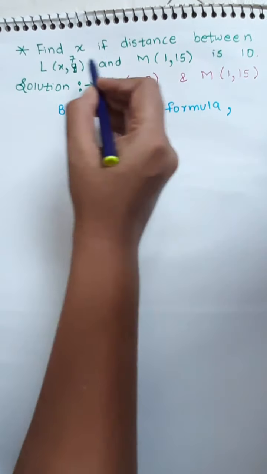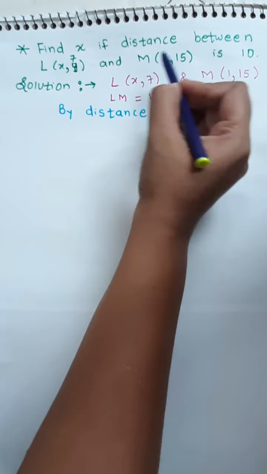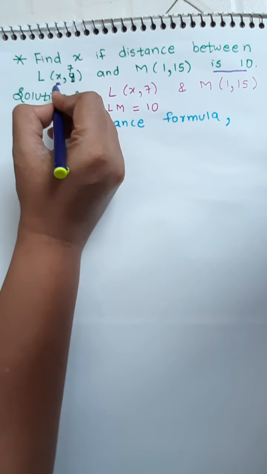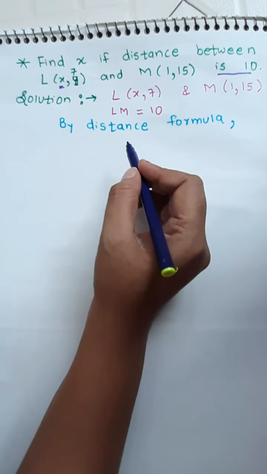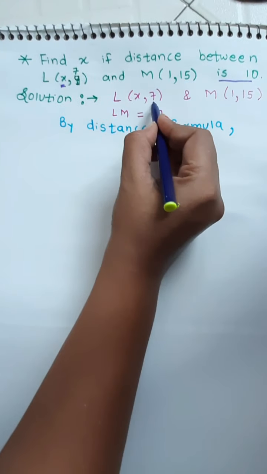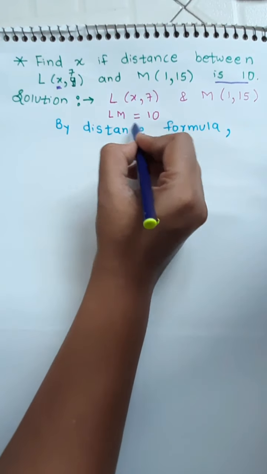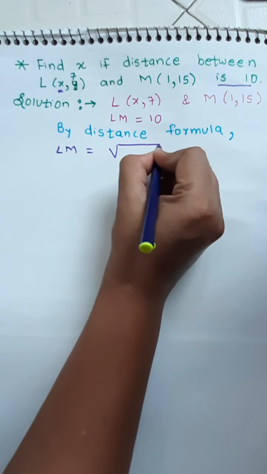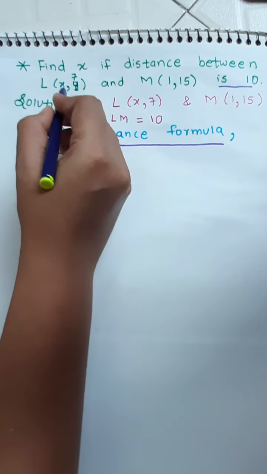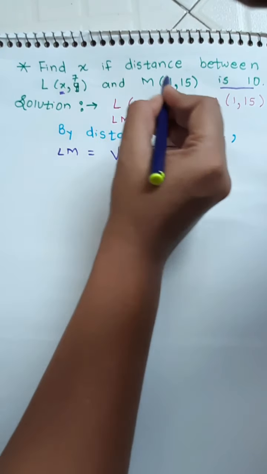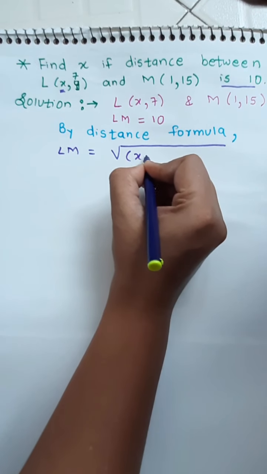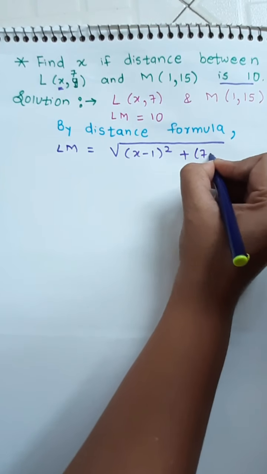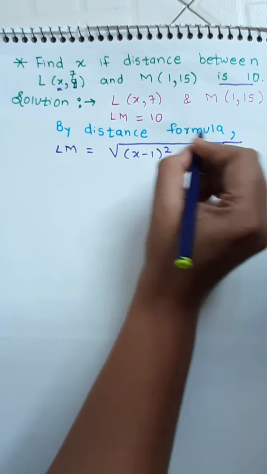Find X if the distance between L and M is 10. Now the distance is given to you. You have to find X. So again by distance formula, distance is given, so distance formula. L is x comma 7, M is 1 comma 15, and the distance is 10. So LM is equal to, instead of writing x2 minus x1, I can write it as x minus 1 whole square plus 7 minus 15 whole square. The answer won't go wrong if you do it this way also.